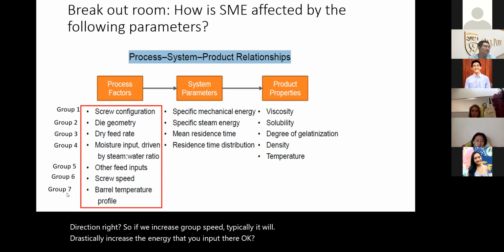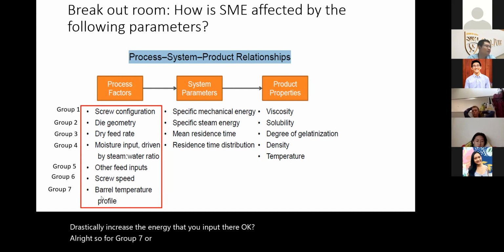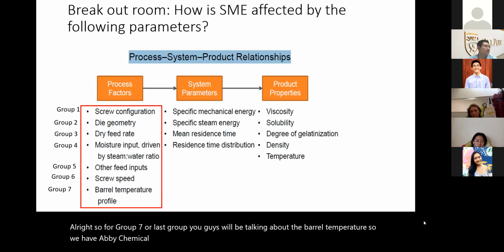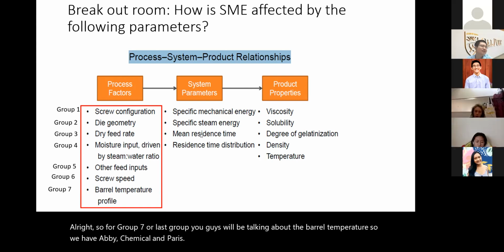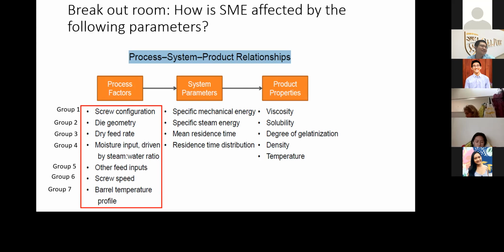All right, so for group 7, our last group, you guys will be talking about the barrel temperature. So we have Abby, Kimiko, and Paris. We talked about the temperature and we thought it might increase the pressure with an increased temperature, and that will obviously affect your SME. And then we also talked about how it could affect the viscosity of the fluid or the product, because of temperature and viscosity. So it could increase your SME overall.